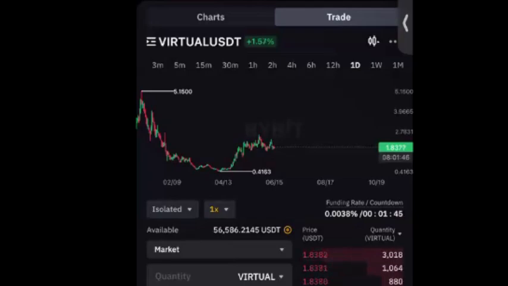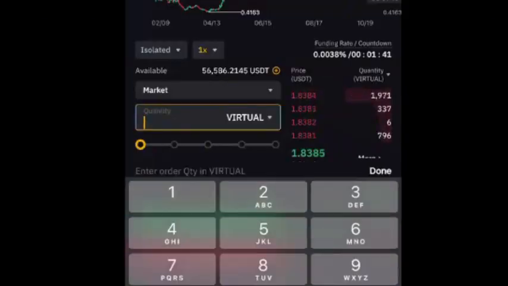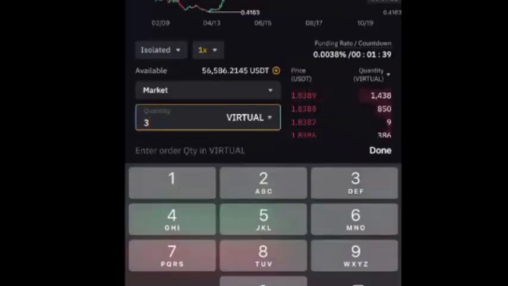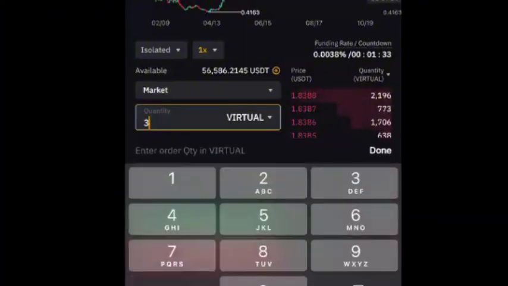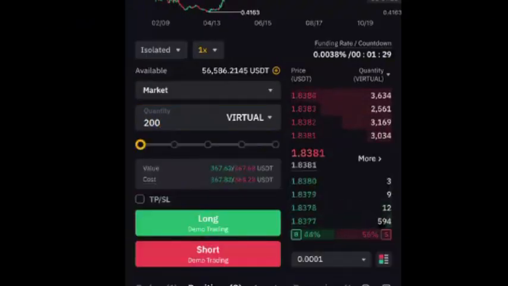So now I'm going to use about $300 from my portfolio here. Okay, $300. Let me use about 200 virtuals. I'm trying to see what is equivalent. Okay, $200 is equivalent to $367. Because it's just 1x, it's going to work as though it is $367, but it's going to make money for me as the coin is going down.